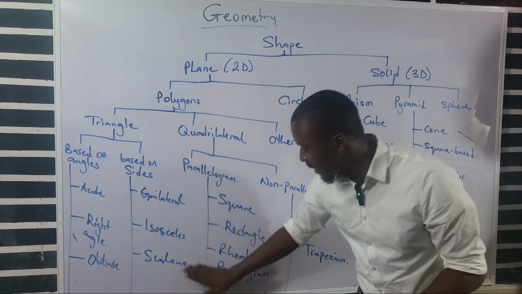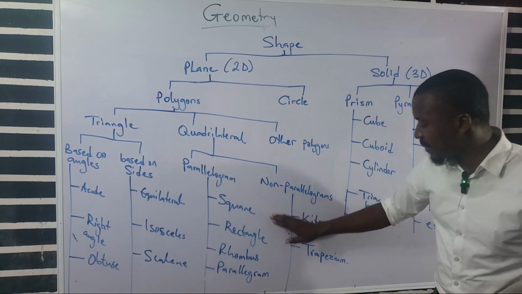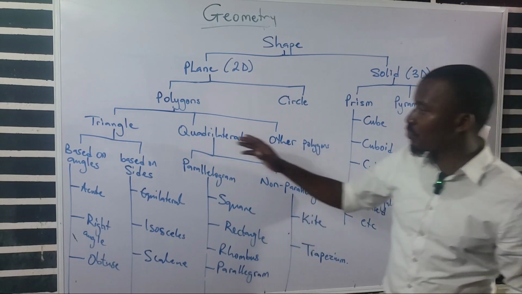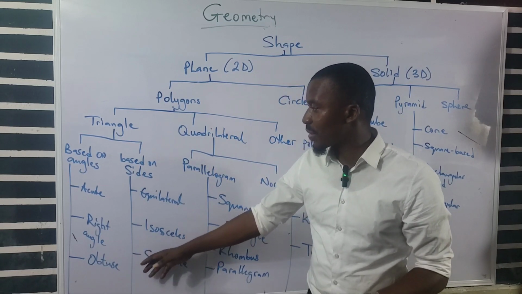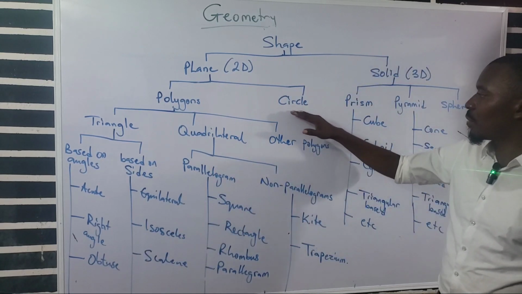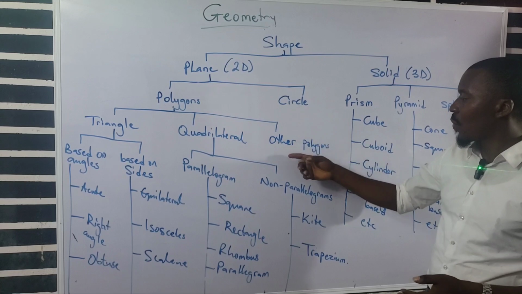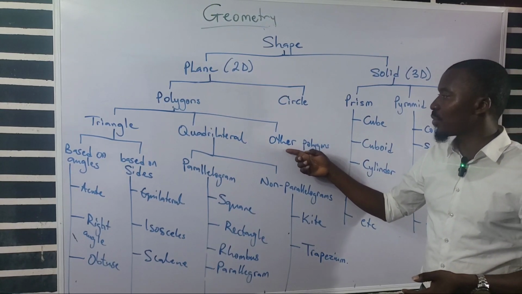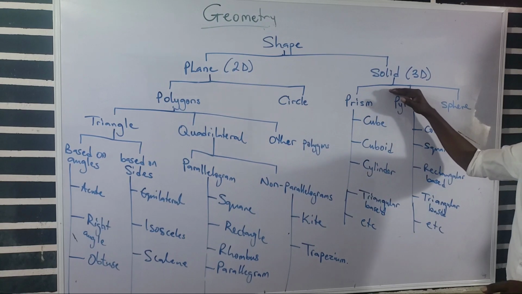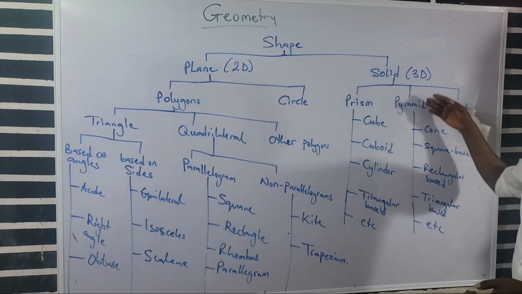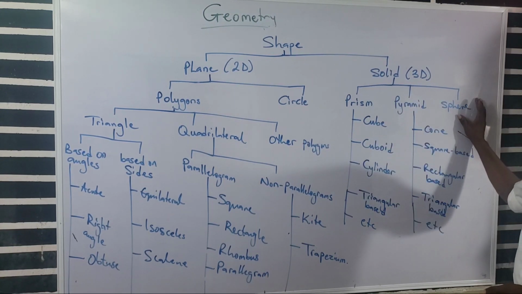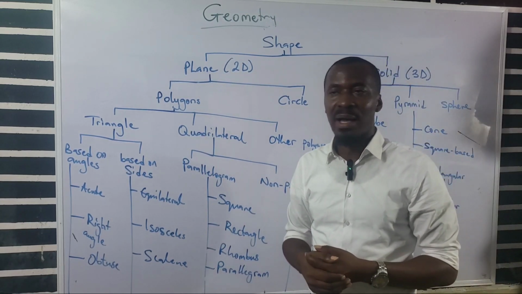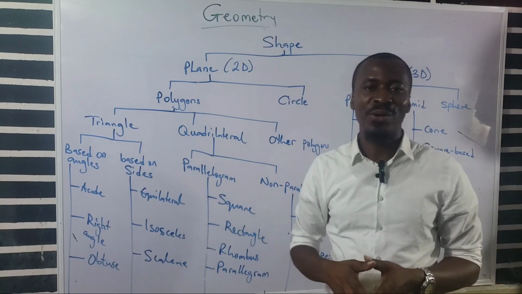We're going to discuss this, then we'll now come and discuss this. Okay, then we'll come to triangle. When we are done with triangle, we come to circle. When we are done with circle, we discuss a little on other polygons. Then when we are done with that, we now come to solid shapes, starting with the prism, the pyramid, and the sphere. So I will encourage you to work with me in this class on geometry.